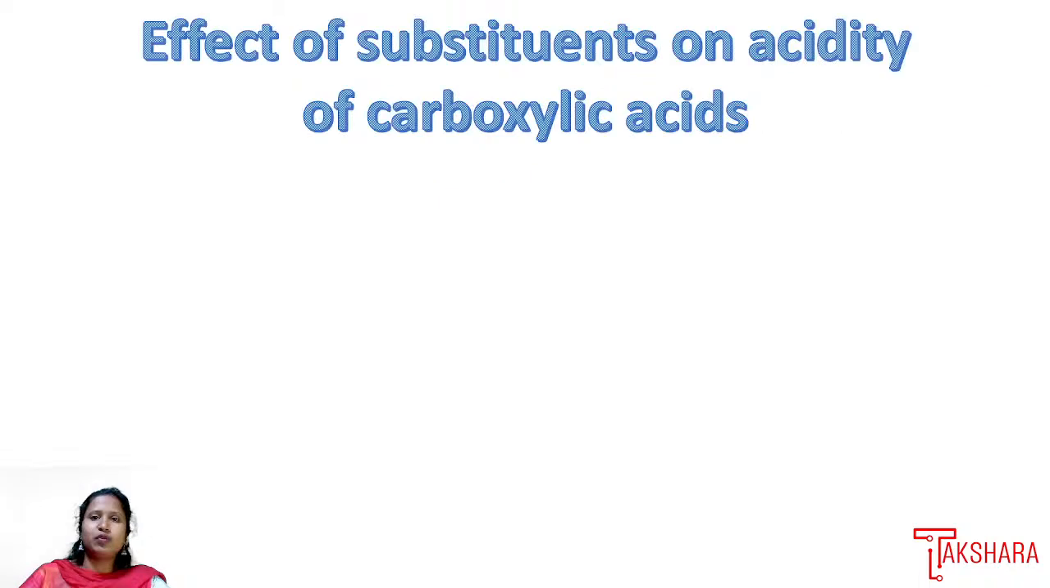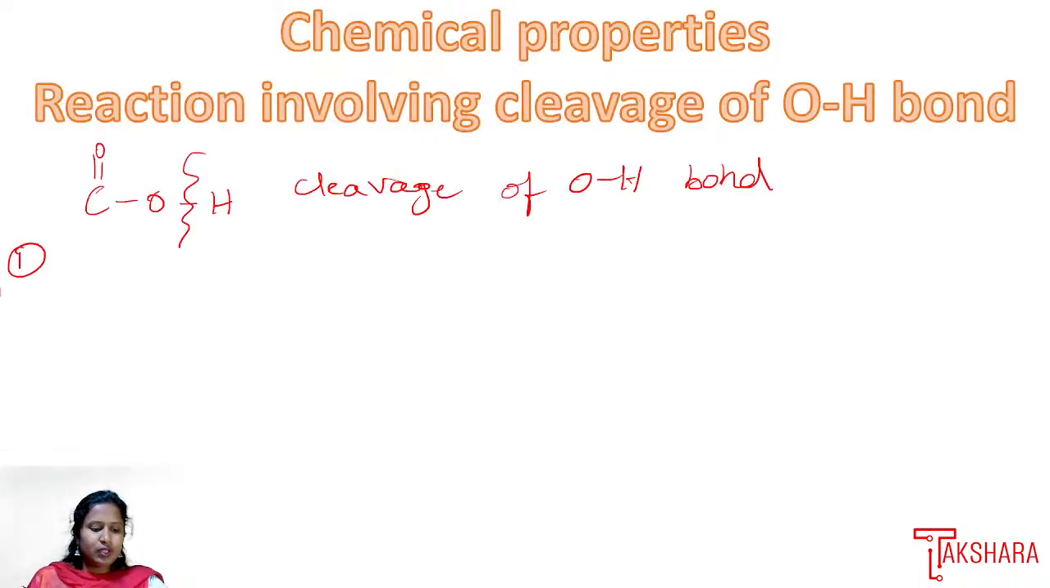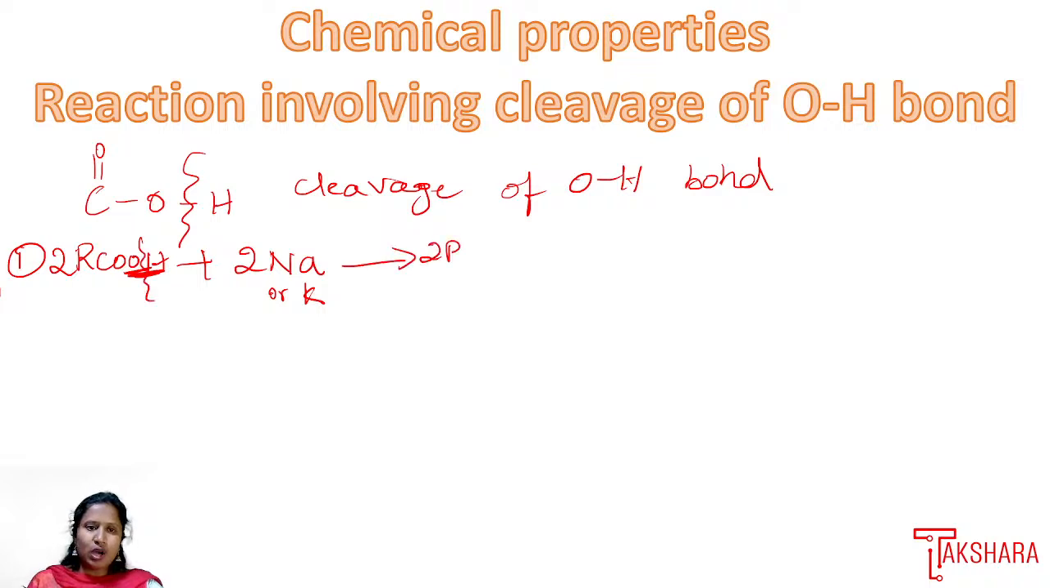The first reaction: if carboxylic acids combine with active metals, take 2 moles of carboxylic acid, RCOOH, plus 2 moles of active metal such as sodium or potassium. The bond between O and H is cleaved, so the product is 2 RCOONa, plus hydrogen gas H2 is liberated. So sodium acetate is the product. This is one type of reaction.